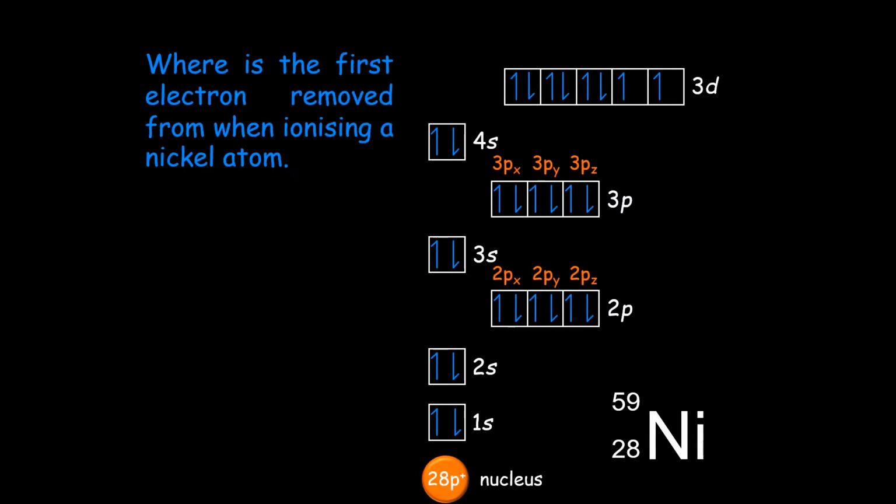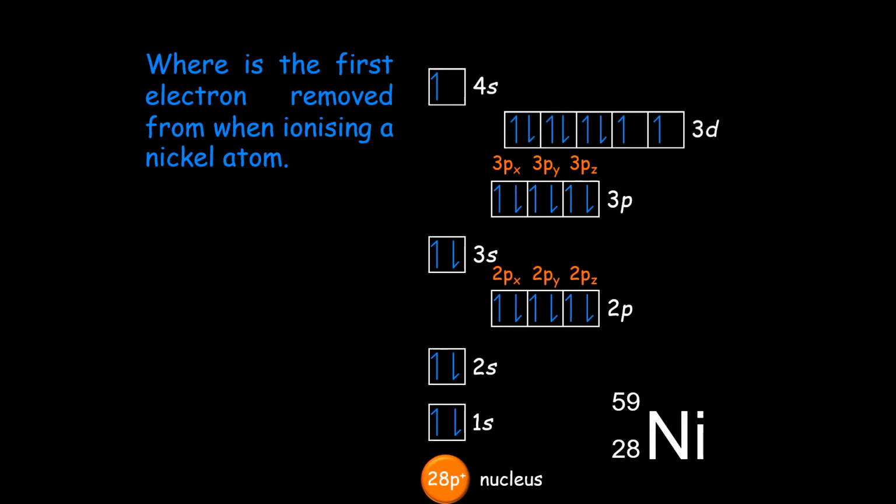So whenever we take the first electron away, we're going to ionize this. The first electron will not be ionized from the 3d, it's actually ionized from the 4s. And that's because whenever you put electrons into the 4s and the 3d, the 4s is now higher in energy than the 3d.